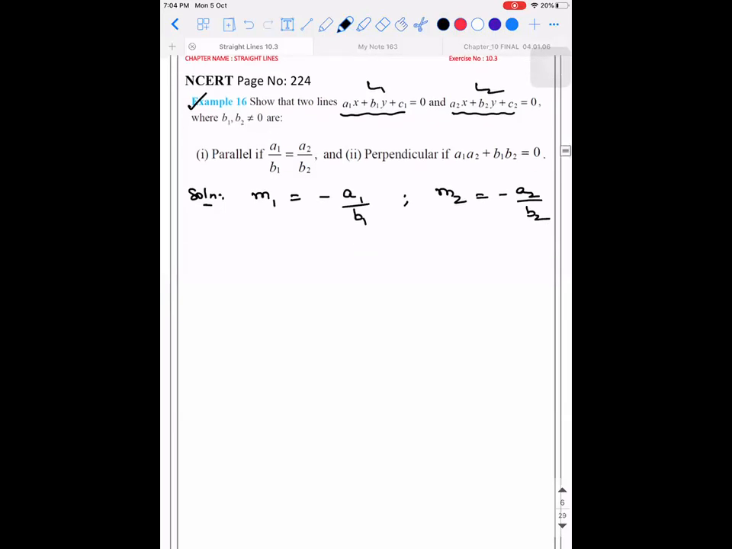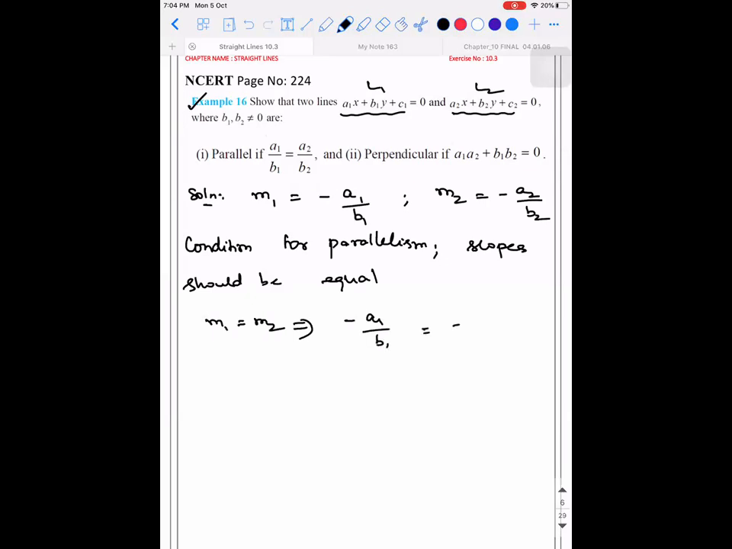So if the lines are parallel to each other, what is the condition for parallelism? Slopes should be equal. That is, m1 should be equal to m2, which implies minus a1 by b1 will be equal to minus a2 by b2. Minus and minus are gone. From this we get a1 by b1 is equal to a2 by b2. Now you understood why it is like this.